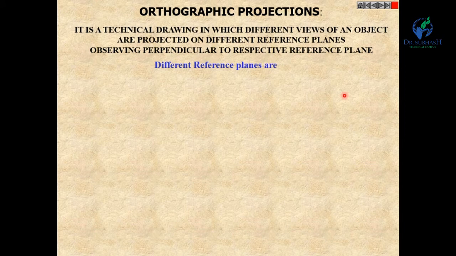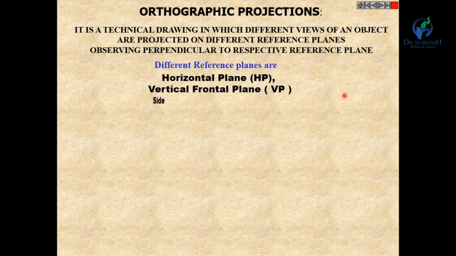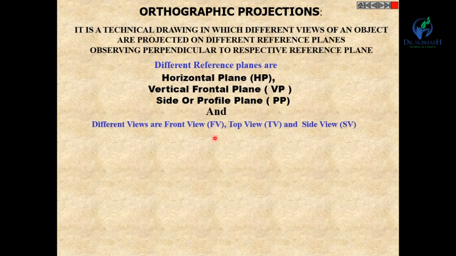Now, the different reference planes are the horizontal plane, known as HP, the vertical plane, known as VP, and the profile plane, known as PP. And the different views in orthographic projections are the front view, FV, top view, TV, and side view, SV. There are two side views: one is the left hand side view, known as LHSV, and the right hand side view, known as RHSV.